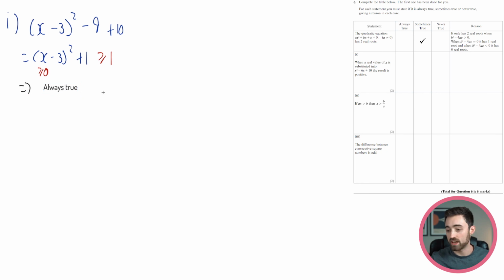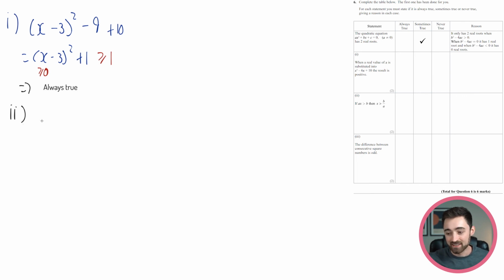Part 2. If ax is greater than b, then x is greater than b over a. This is a classic little trick with inequalities. So I think a lot of the time you might be led to believe that that's true, right? It kind of makes sense. What have they done there? They've divided both sides by a. Makes sense. However, if I multiply or divide an inequality by a negative number, I have to flip the sign. That's that one thing that we need to remember about inequalities.